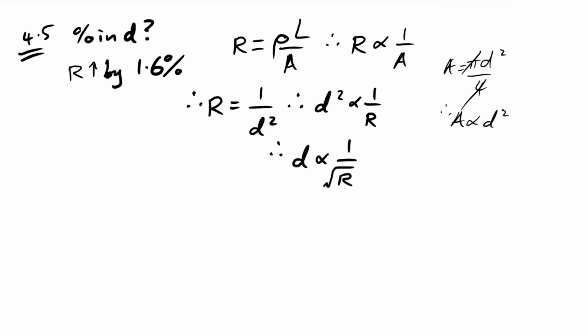Now, I actually really disagree with the mark scheme here. They've been very, very lazy. They say, hey, you know, if resistance has to go up by 1.6, then that means diameter goes down by 0.8%. Things don't really work like that, actually. So let's do this properly, shall we?